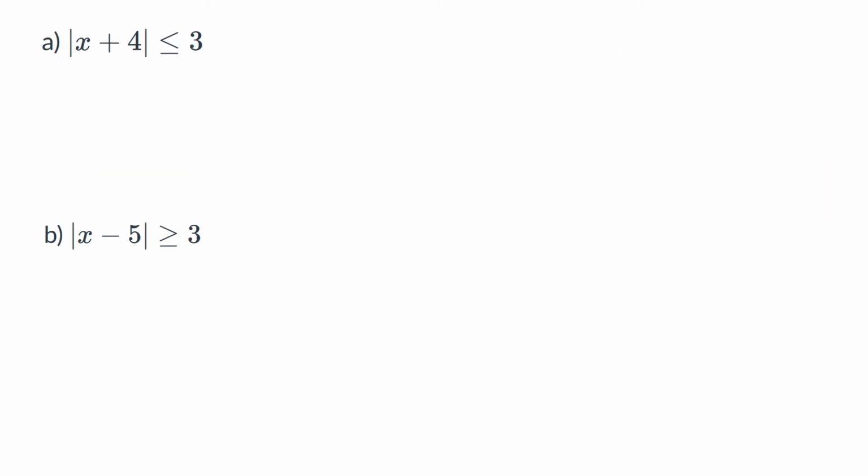So the first problem says absolute value of x plus 4 less than or equal to 3. You can see this is of this form: absolute value of x less than or equal to a. That means we know how the solution of this one looks. Because of that, we can say this directly implies that x plus 4 has to be between negative 3 and 3. That directly comes from the argument that we discussed.